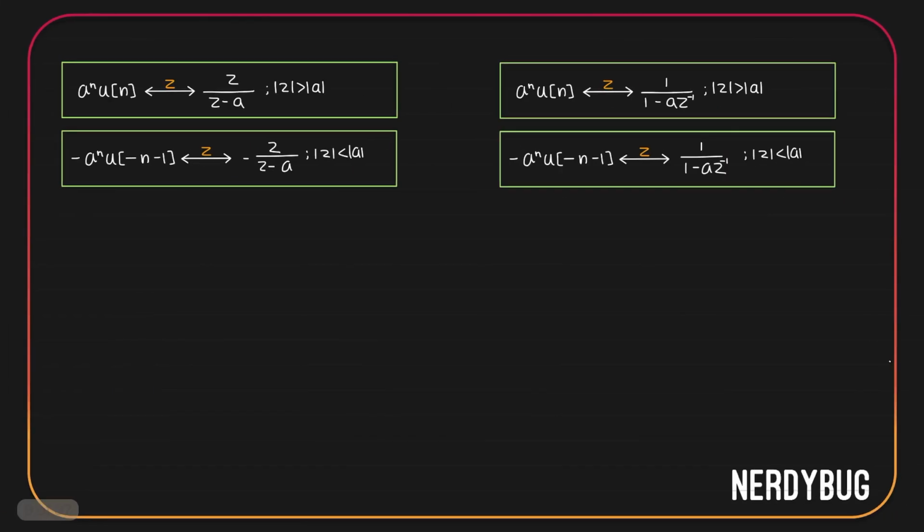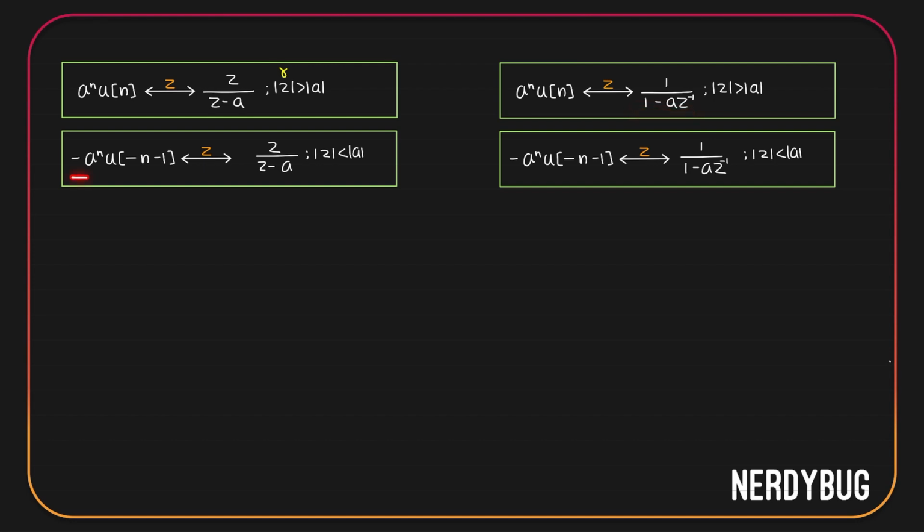These are the results we got from the last two problems we solved. For a sequence a raised to n u of n, we got the z transform to be z by z minus a, ROC being magnitude of z greater than magnitude of a. But magnitude of z is r, so we can write r greater than magnitude of a. We could also write it in a different way. Instead of z by z minus a, we could also write 1 by 1 minus a z inverse.